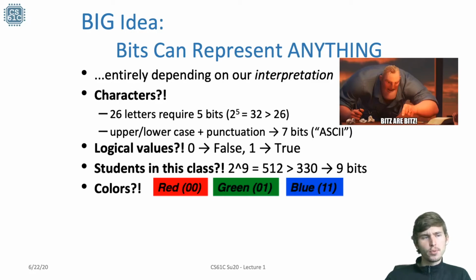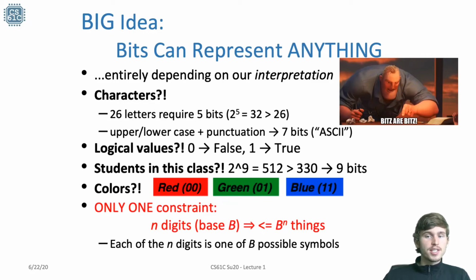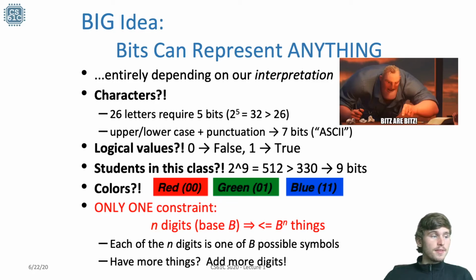There's only one important constraint that you might have noticed that I've been talking about throughout each of these different representations or interpretations of the bits. It's that with n digits for some base b, we can only represent b to the n things. Each of the n digits is one of b possible symbols. That's the other important thing to understand. If you need more things than that, well, you could just add more digits.